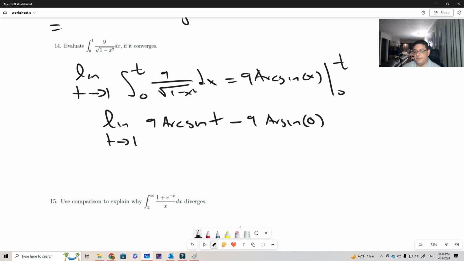And then we also have to figure out what arc sine of 1 is. We're going to assume that, of course, we are in the interval between minus pi half and pi half, which is where we can define the sine to be one to one. And so being minus pi half to pi half, we have that the arc sine of 1 is just going to be pi half. And the arc sine of 0 is just going to be 0, so this will be 9 pi half. And overall, this is going to be a convergent integral.